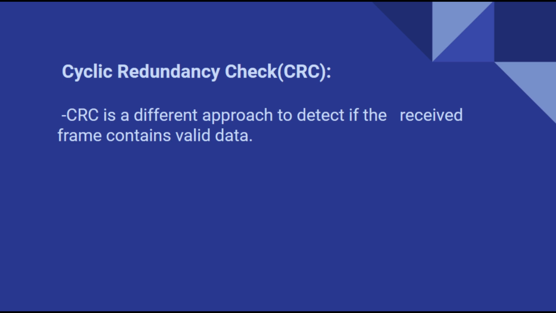Cyclic redundancy check. Cyclic redundancy check is a popular error detection technique used in digital networks and storage devices to detect accidental changes to raw data. It's widely used because it is efficient, easy to implement in hardware, and very effective at detecting common types of error that may occur in the data transmission.